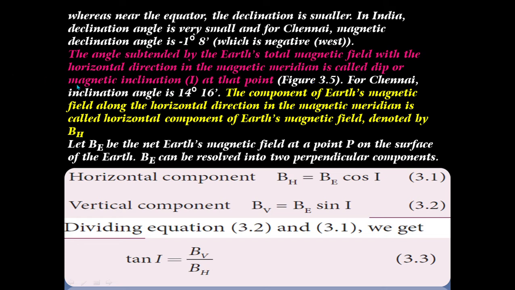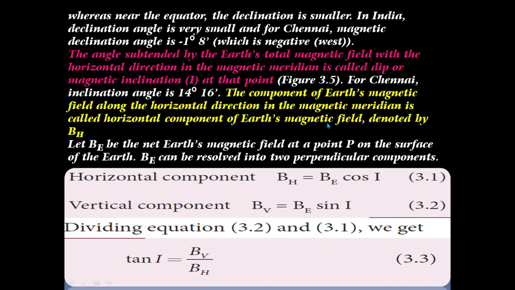For Chennai, inclination angle, this is inclination. Before that we discussed declination angle. This is inclination angle for Chennai, 14 degrees 16 minutes. This is also an important point for your objective type question. 14 degrees 16 minutes.